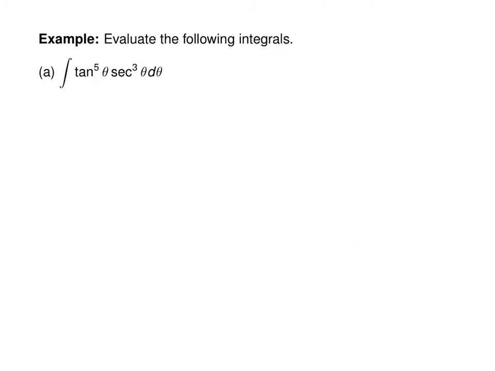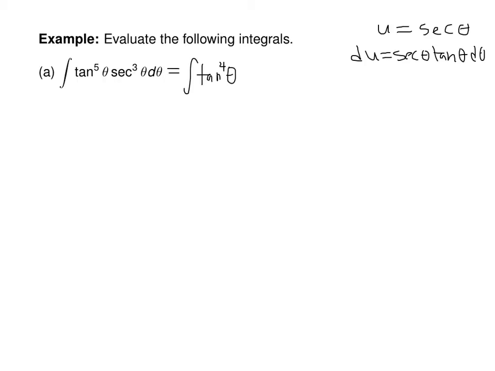We also use identities with secant and tangent and cosecant and cotangent. So first of all, with this one, tangent to the 5th, secant cubed. Here, we're going to have to let u equal secant of theta. And if we do so, du is secant theta tan theta d theta. So I need to save a secant and a tangent to be the du, and I need to change all the rest of the tangents into secants. So this becomes the integral of tan to the 4th theta, secant squared theta, times secant theta tan theta d theta.